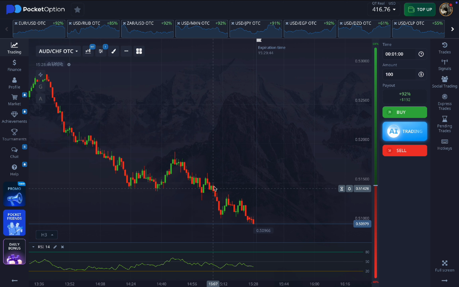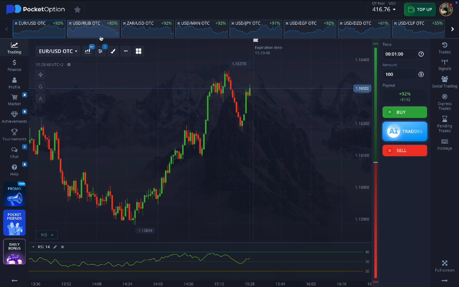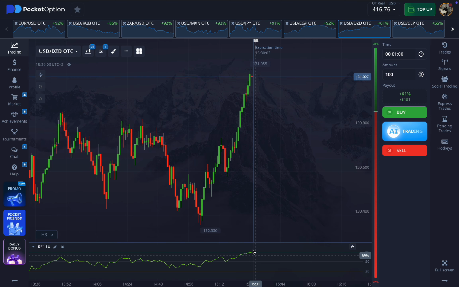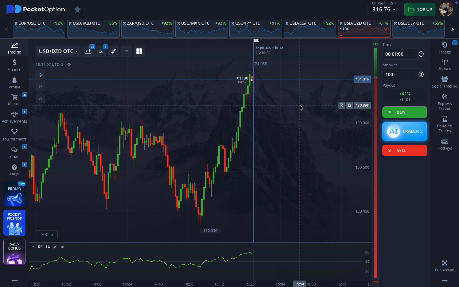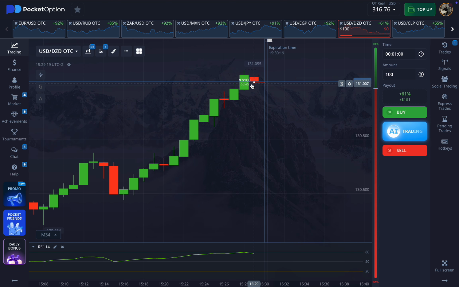Now let's find a moment to open our first trades. Let me scroll through and take a look. I found a good moment to open our first trade. We can see that the price touched the overbought zone and has already started to reverse downward. So we open a trade to go down for 1 minute with $100. Now let's see how our trade is doing. It looks like the price has formed a good downward impulse. I hope that this trade of ours will end up in profit.